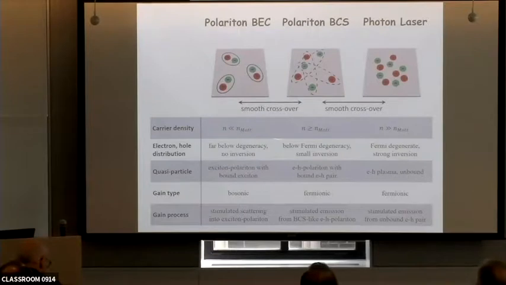It's essentially an intermediate regime between a Polariton BEC and a photon laser. At the low density, we have the Polariton BEC that is very well established and known already, where we need the density to be much below the Mott density so we can describe excitons.